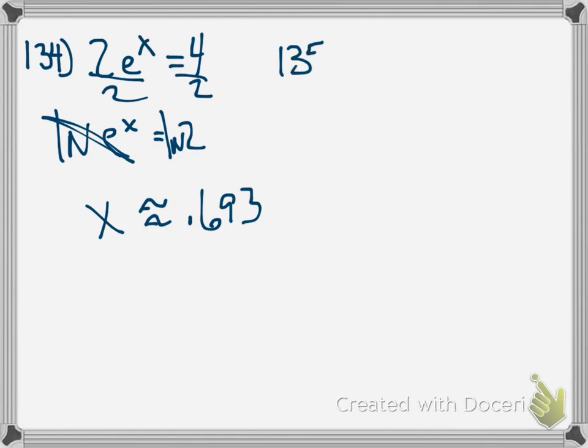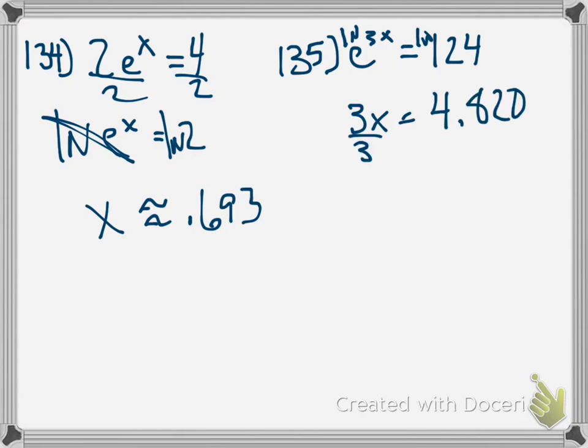135 is pretty much the same thing. I've got e to the 3x is equal to 124. So again, take the natural log, and that will leave me with 3x is equal to the natural log of 124. Get about 4.820. I can divide by 3 and get x is approximately 1.607. And that's really about it for that.